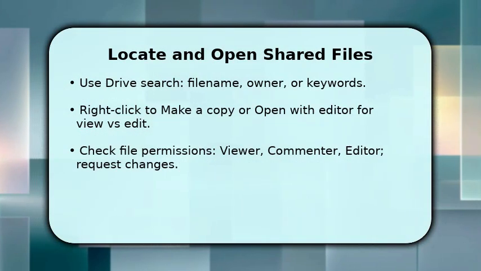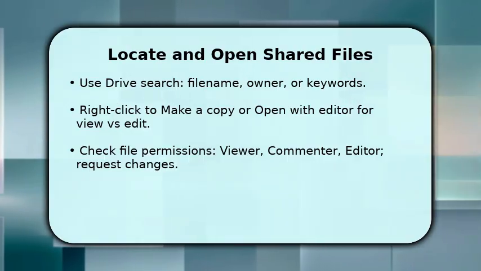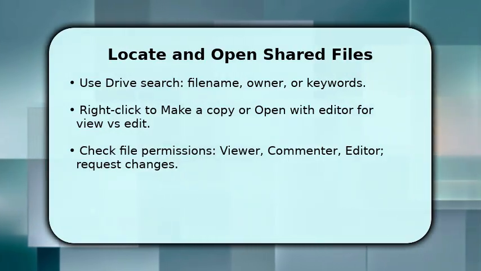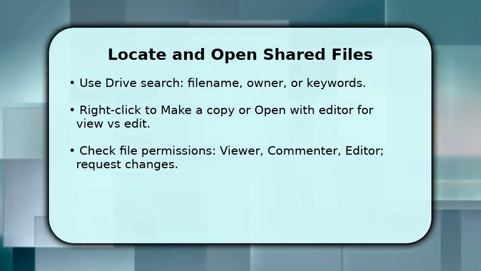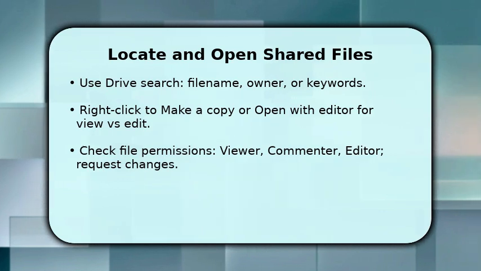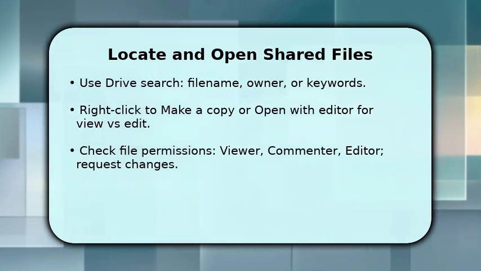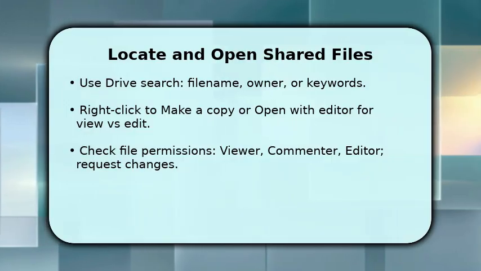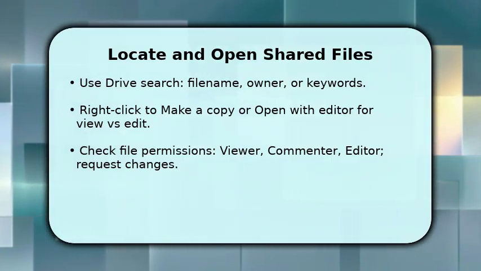Once the sheet exists, navigate Drive or Sheets Home to find it. Use the search bar for file name or owner to speed things up. If you can't edit, right-click and choose Make a Copy to work separately or request editor access from the owner. Open the file and confirm it loads fully.